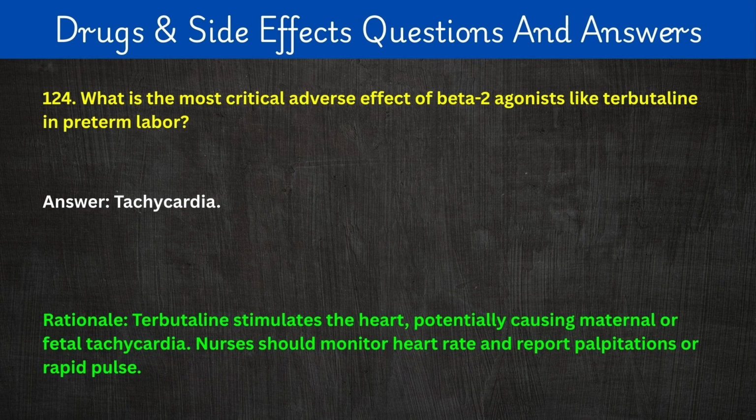124. What is the most critical adverse effect of beta-2 agonists like terbutaline in preterm labor? Answer: tachycardia. Rationale: terbutaline stimulates the heart, potentially causing maternal or fetal tachycardia. Nurses should monitor heart rate and report palpitations or rapid pulse.